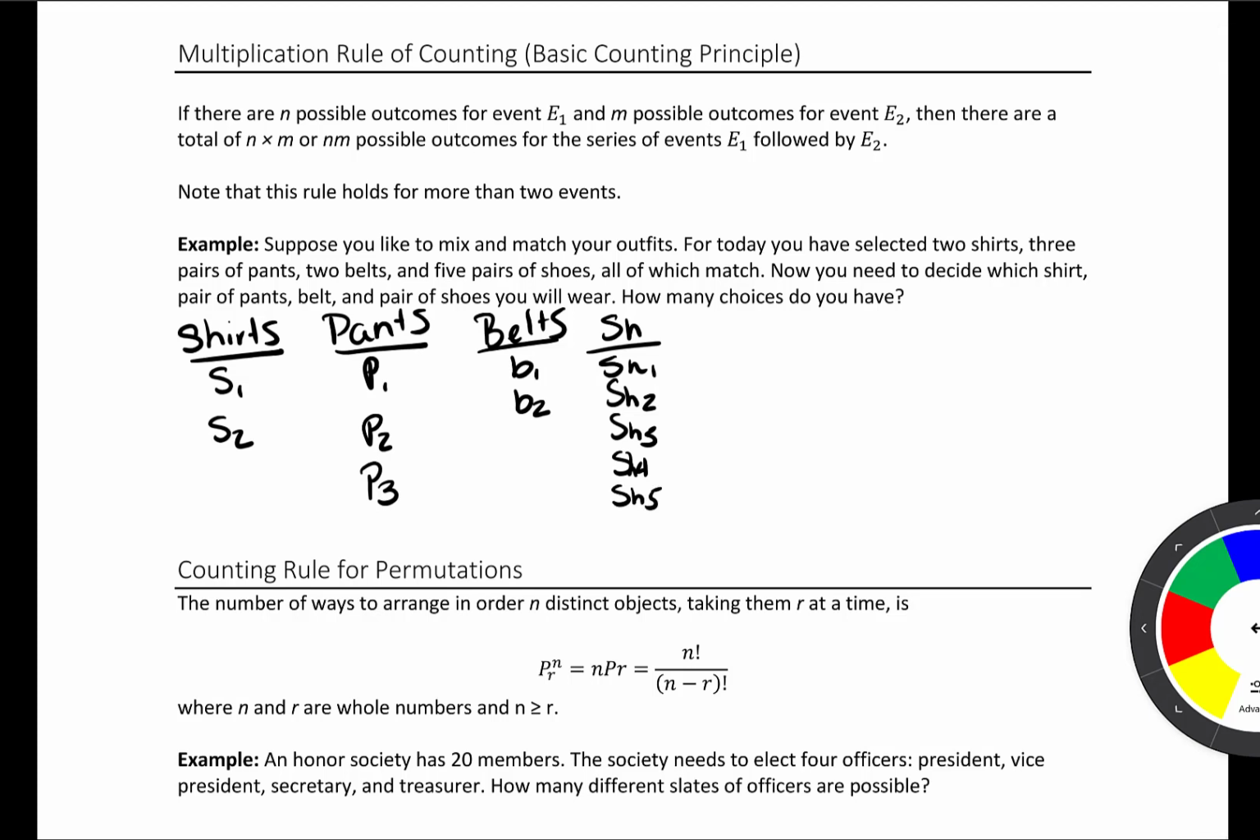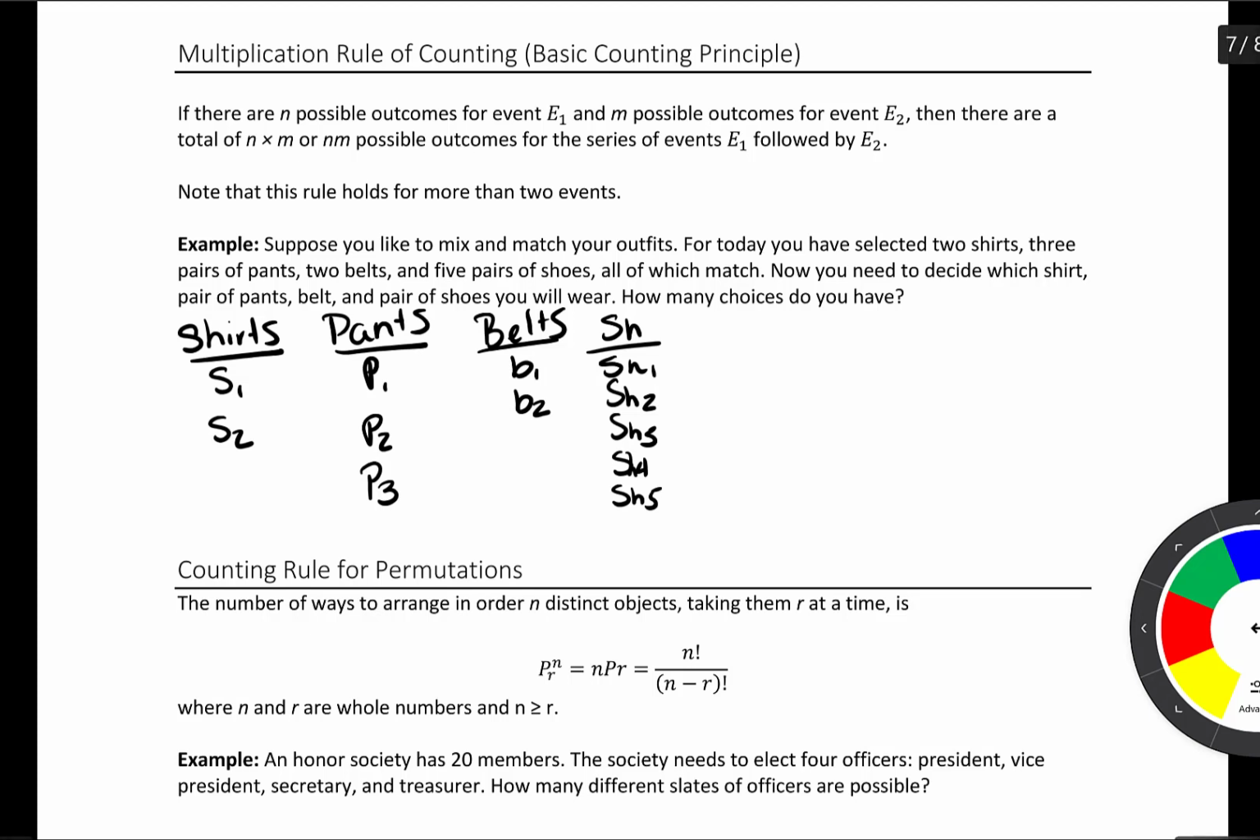So it doesn't look like there's a whole lot of combinations here, but one way to think about how these would be counted is to say we just start out with shirt 1. So notice for shirt 1, we could go shirt 1, pant 1, belt 1, shoe 1. Then we could go shirt 1, pant 1, belt 1, shoe 2. And I could keep on going. And then I could do the same thing if I went from shirt 1, pant 2, belt 1, and go through all the shoes. And I could keep on finding all of these combinations.